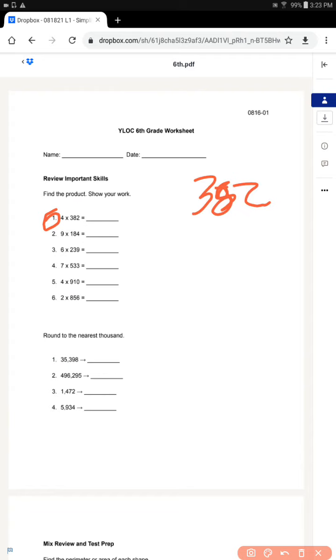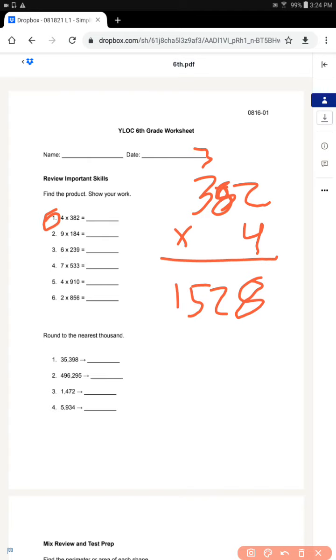382 times 4. You just multiply 4 and 2 and you get 8. 4 times 8 is 32. And then 3 times 4 is 12. 12 plus 3 is 15. So your answer will be 1528.